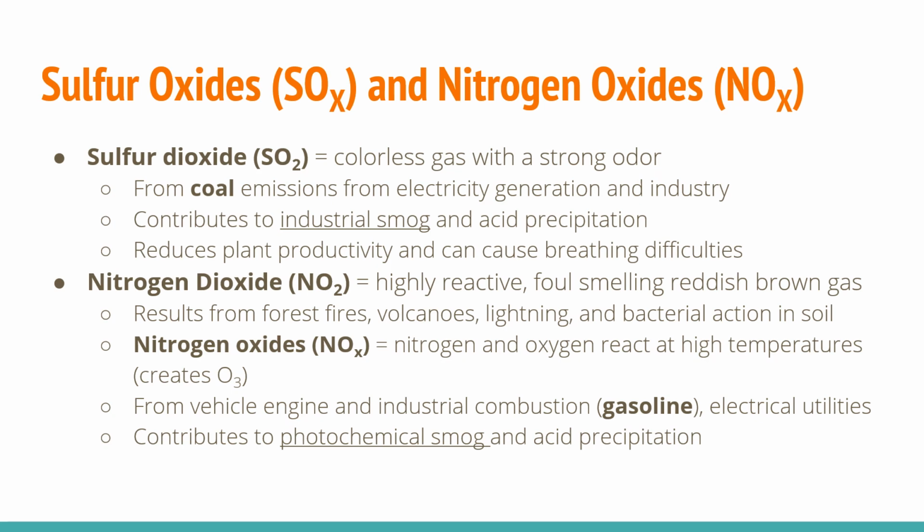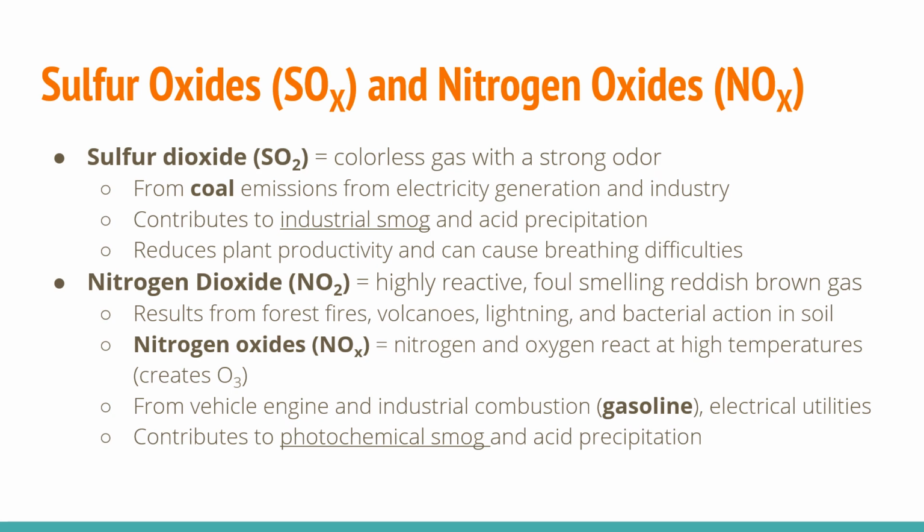With nitrogen dioxide, NO2, it's highly reactive. It's a foul-smelling reddish-brown gas. And we get nitrogen dioxide from forest fires, volcanoes, lightning, and bacterial action in the soil. With these nitrogen oxides, NOx, there's a subscript of X just because it could be 1, it could be a 2. Nitrogen and oxygen react at high temperatures that will end up creating O3. It will end up creating ozone, which is a secondary pollutant.